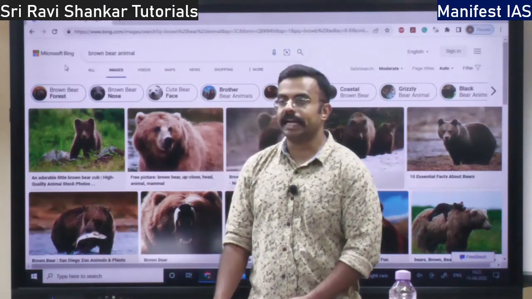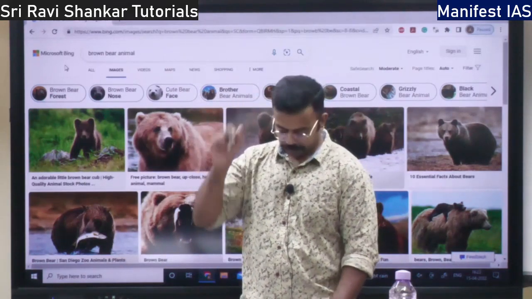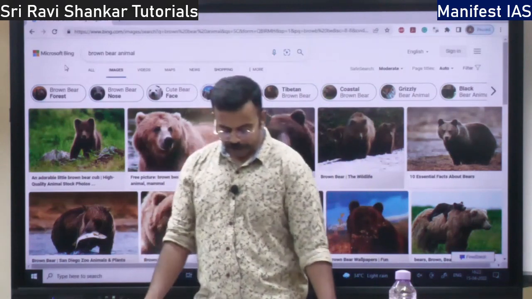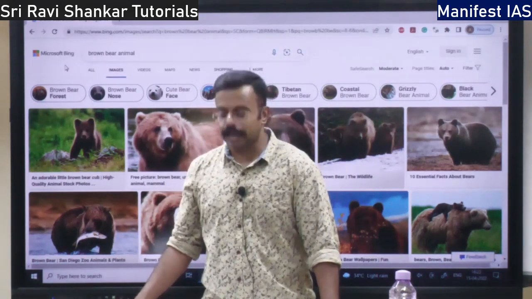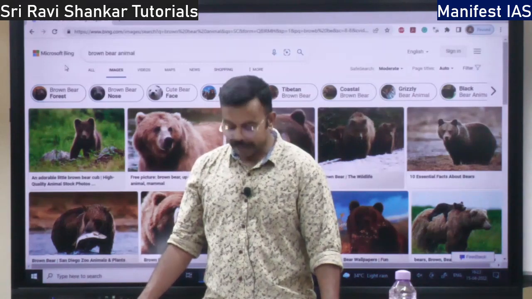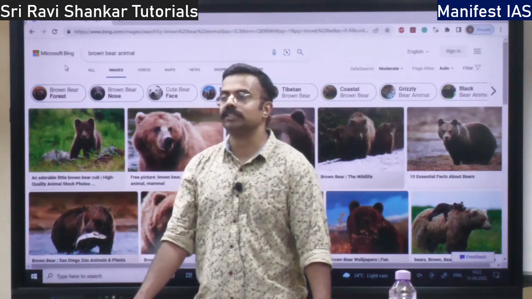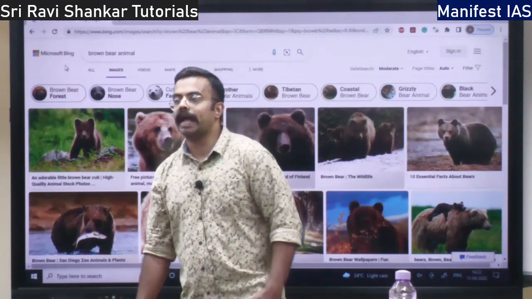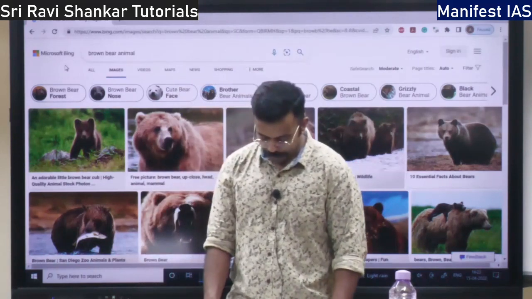Next is fishing cat. Fishing cat is an endangered animal. Just put E in the bracket. That also you will find in the Himalayas and northeast. Where do you find this fishing cat? In the wetlands, oxbow lakes and mangrove ecosystem, you are going to find it.